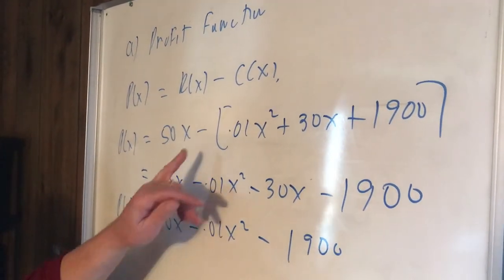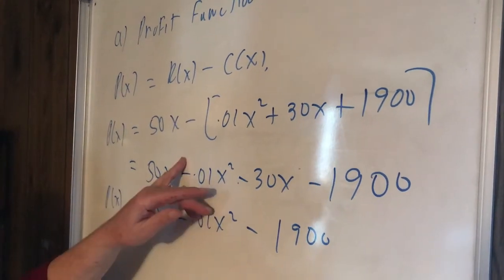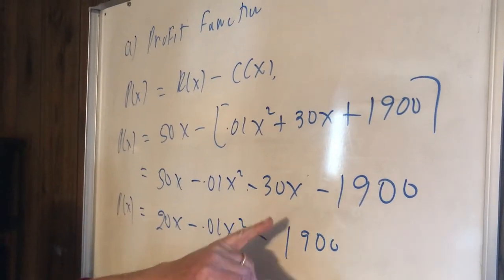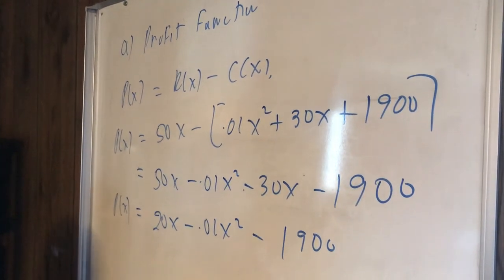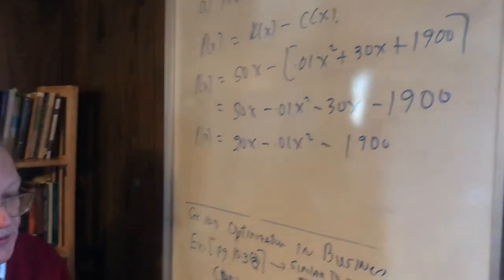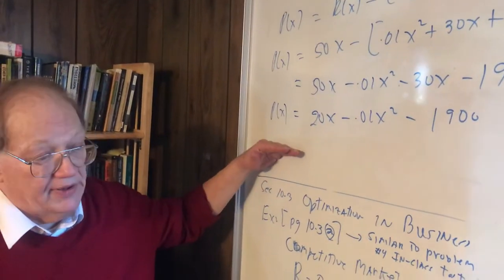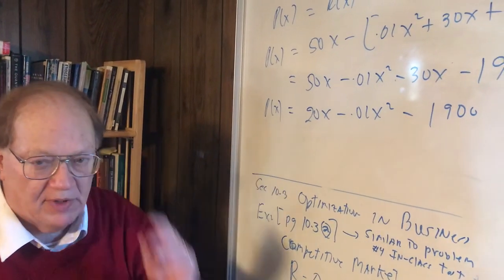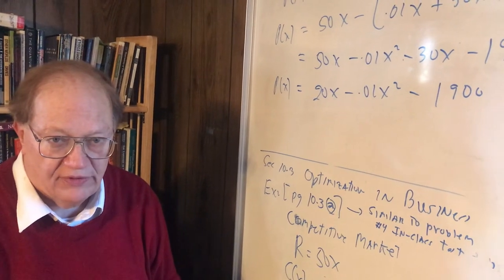Notice why I drew the brackets, so I can distribute the negative throughout. If you didn't have the bracket, you might be tempted to put a plus 30 here and a plus 1900, and that would be totally wrong. Well, what we will do in our next class, which is on Friday, is take the derivative of this and find the max min points. So I'll see you on Friday, which is the 27th.